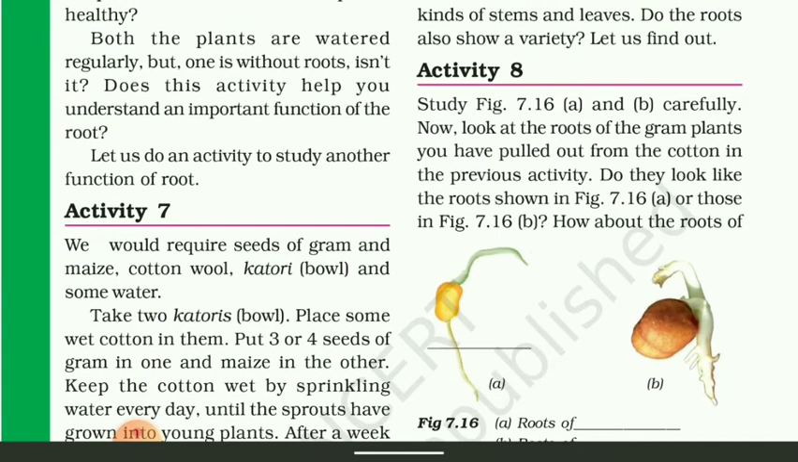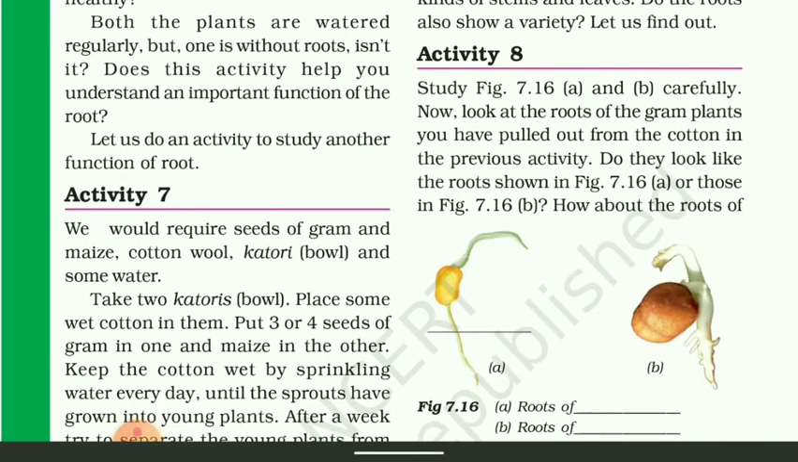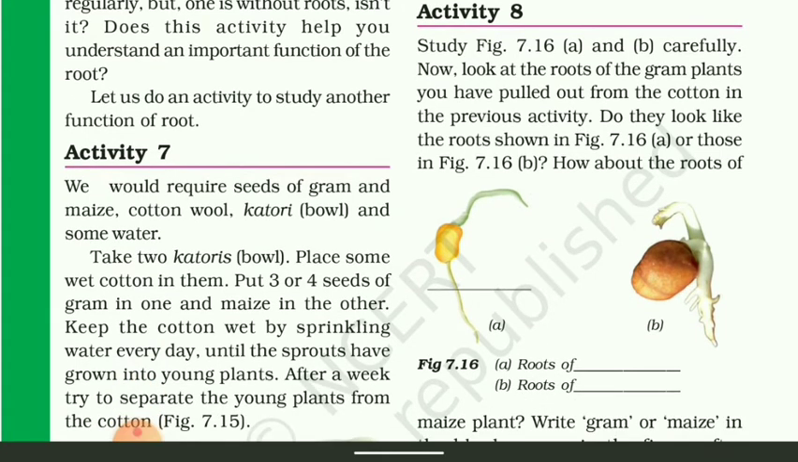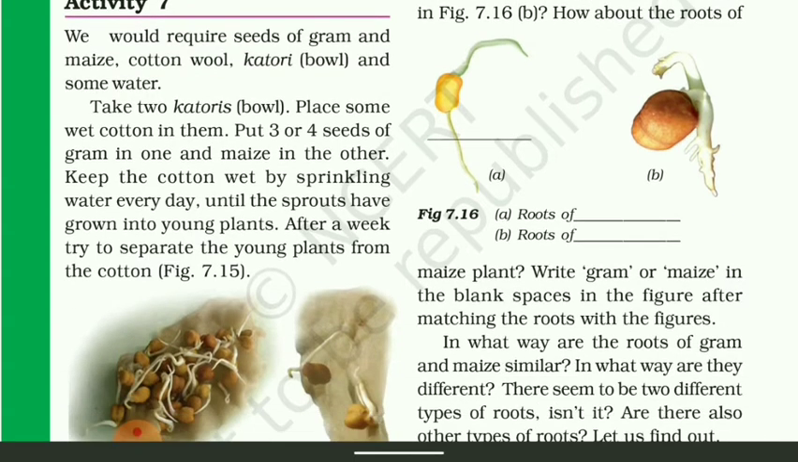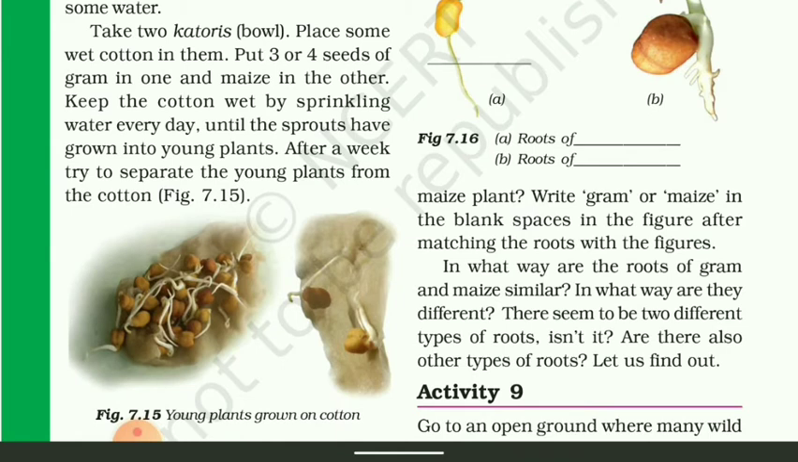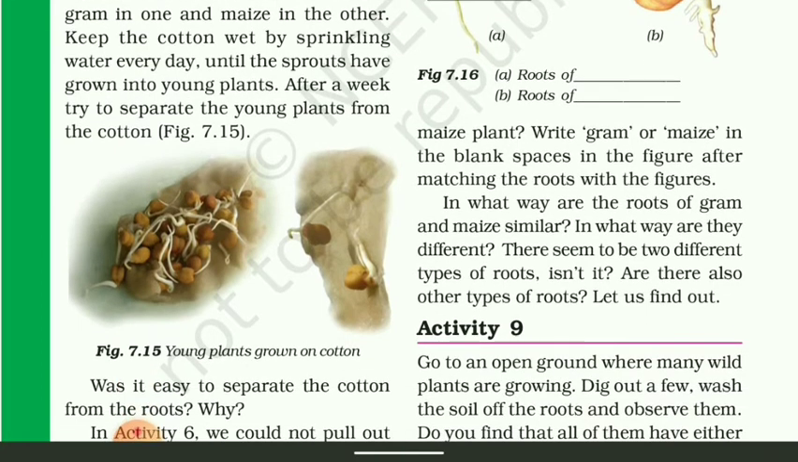Let us find out. Activity 8. Study figure 7.16a and b carefully. Now look at the roots of the gram plants you have pulled out from the cotton in the previous activity. Do they look like the roots shown in figure 7.16a or those in figure 7.16b? How about the roots of the maize plant? Write gram or maize in the blank spaces in the figure after matching the roots with the figures.